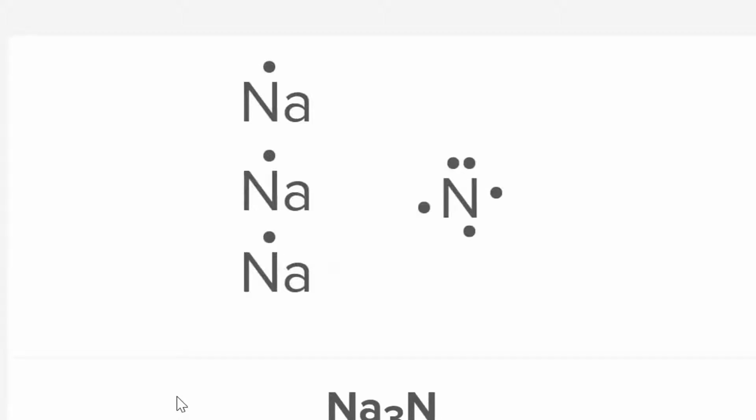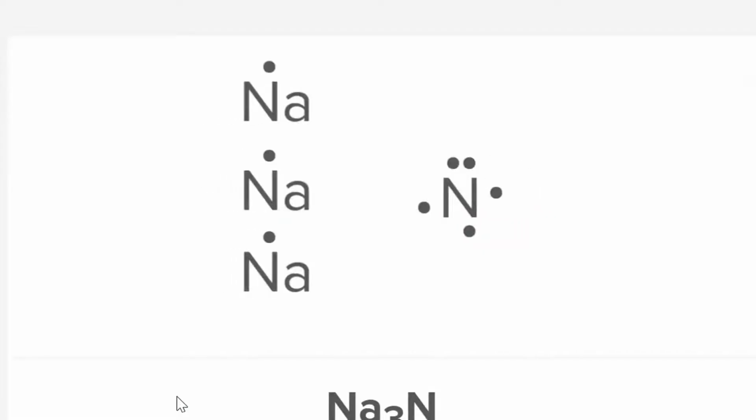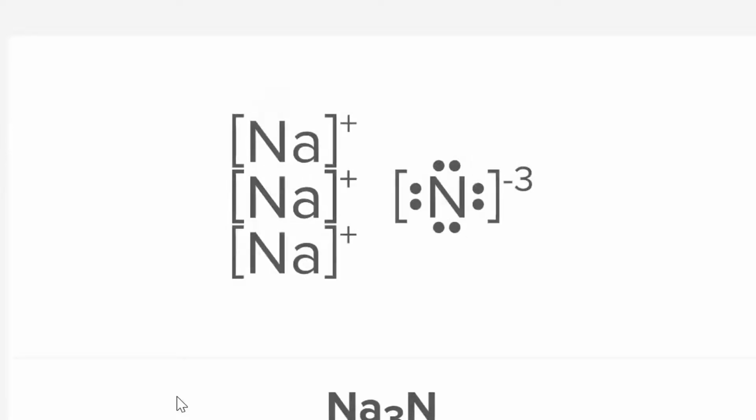Now look what happens afterwards. Both the elements end up in brackets. We have 3 brackets for the 3 sodiums, and we have 1 bracket for the nitrogen. Now the sodium in the brackets, all 3 of them, there's no dot. They've clearly lost.